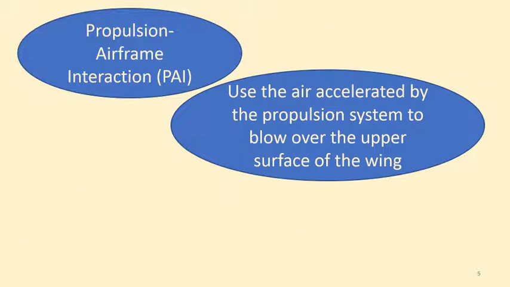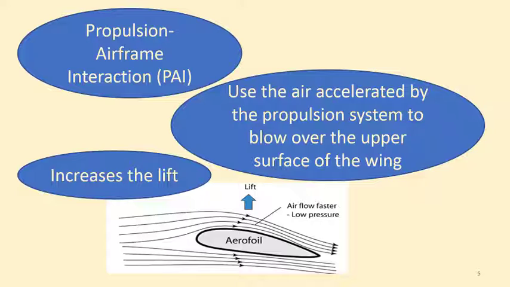So the propulsion airframe interaction concept says accelerate the air over the top surface of the wing in order to make it move faster to get a lower pressure and increase the lift. So the faster the air, the more the lift.